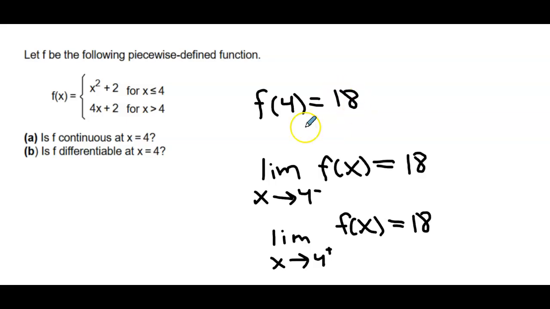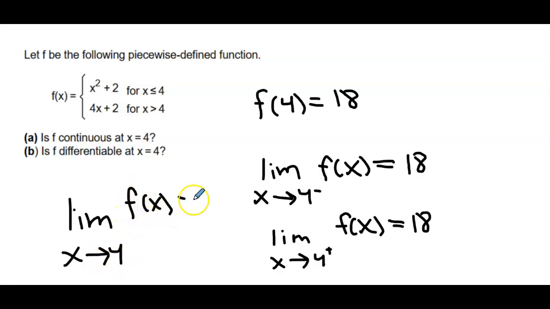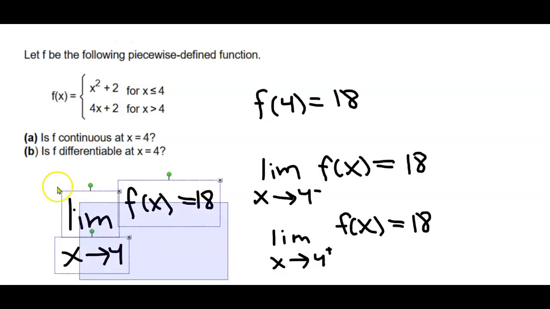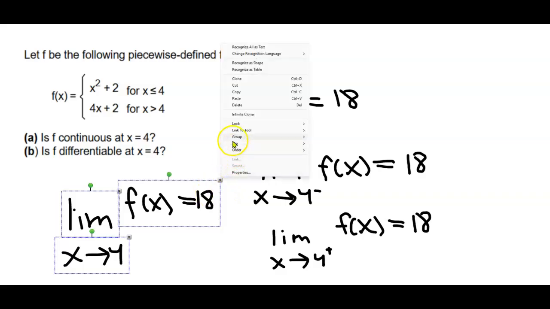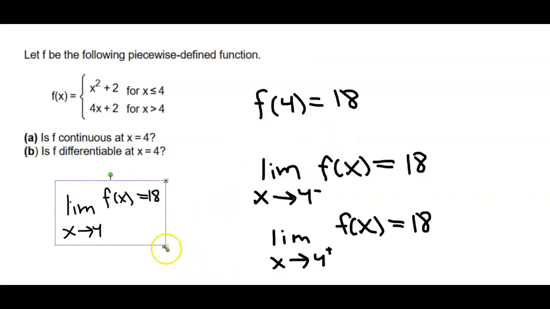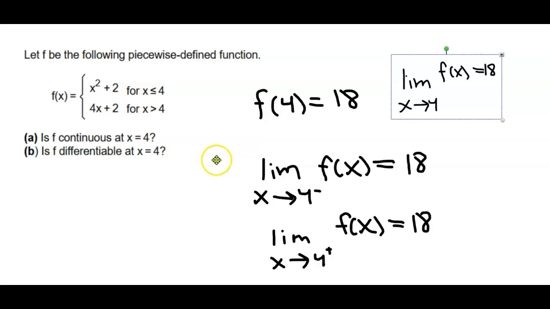So because f of 4 is exactly the same thing as the limit as x approaches 4, and the left and right side are both 18, we can simply say that as x approaches 4, independent of what side we come from, we're still getting 18. We can now say the function is continuous at x equals 4.